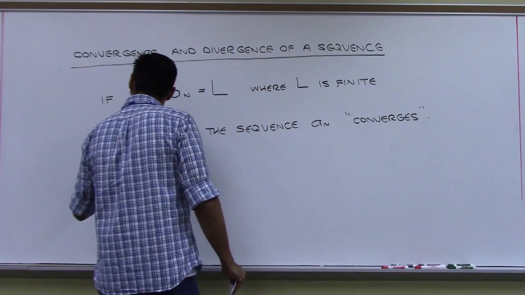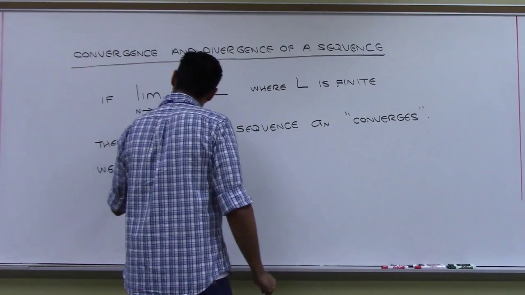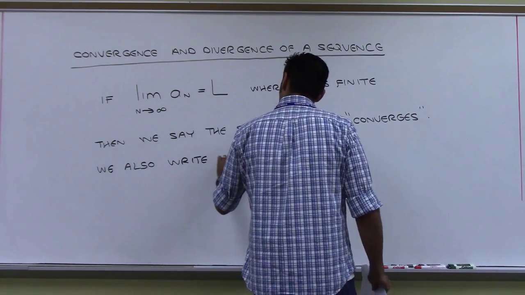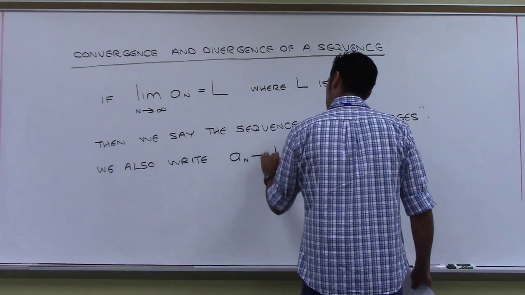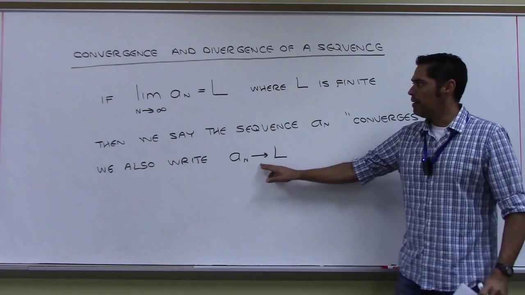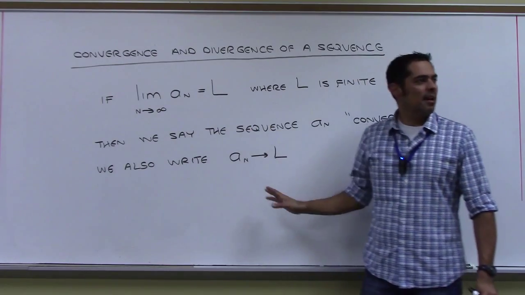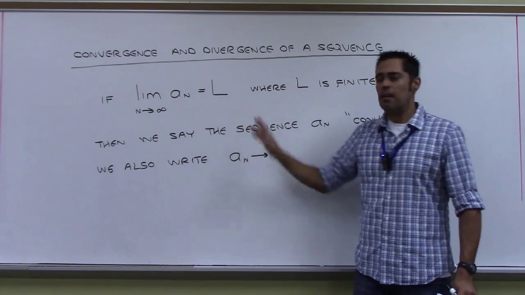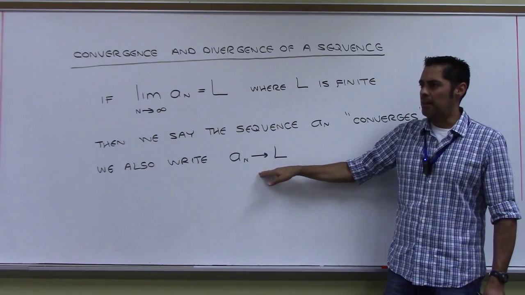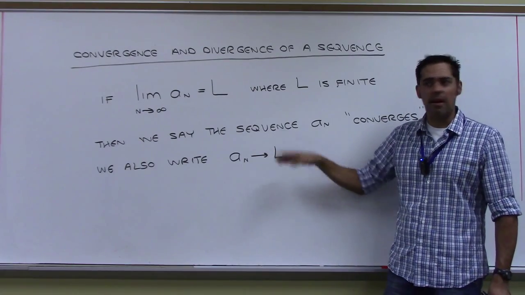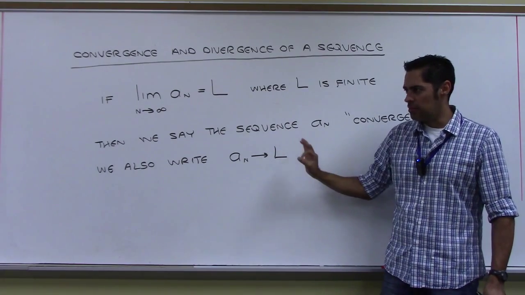We also write a sub n with an arrow, capital L. So this is another way of writing this right here. Because a lot of times we don't want to have to write limit n goes to infinity of a sub n equals L. This says the same exact thing. This says a sub n is approaching L. Got it? Without all the limit stuff in there? Just notation?